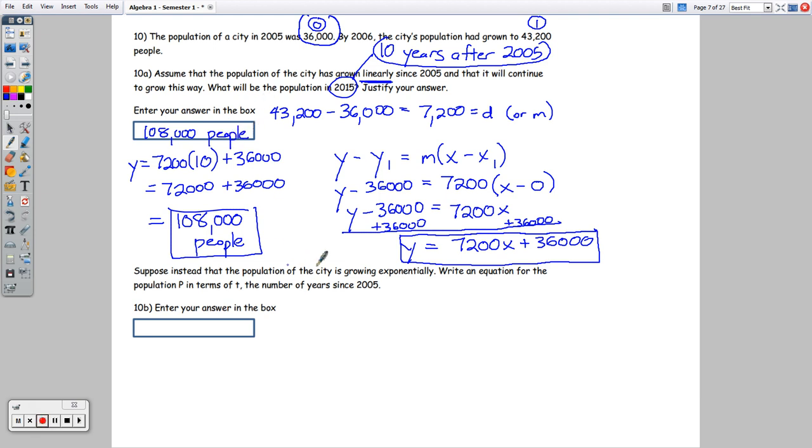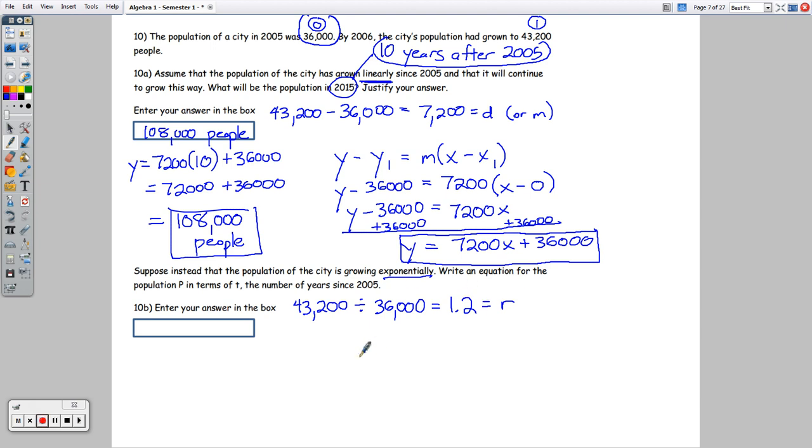And if we instead suppose it's growing exponentially, that's when we have a common ratio instead of a common difference. We still use the same two numbers, but instead of subtracting, we divide. So 43,200 divided by 36,000. If you do the division, you're going to get 1.2. This is our common ratio.